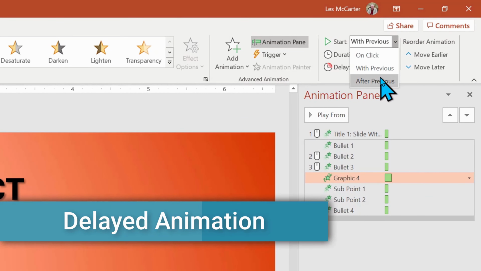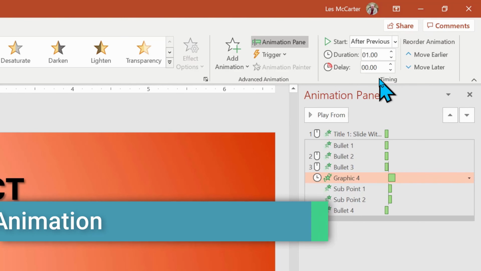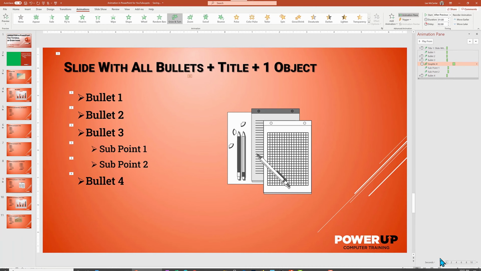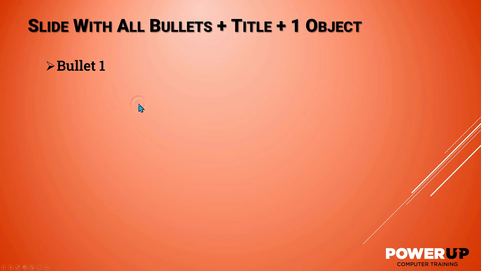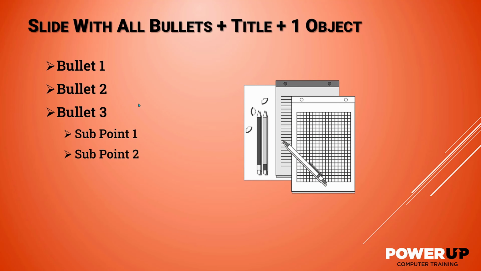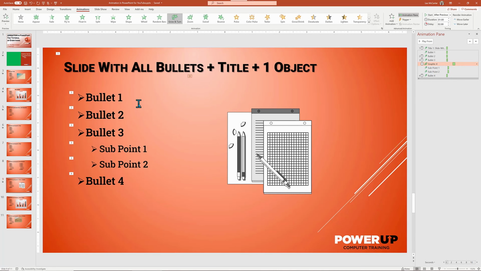But what if we want to delay it for a moment, letting the text show up and then waiting 2 seconds before the clip art appears? So we select After Previous and set the delay to 2 seconds. So we launch the slideshow, and sure enough, the title will show up first. Then with a click, we get bullet 1, another click, bullet 2, another click, bullet 3, and magically the clip art shows up without a click.